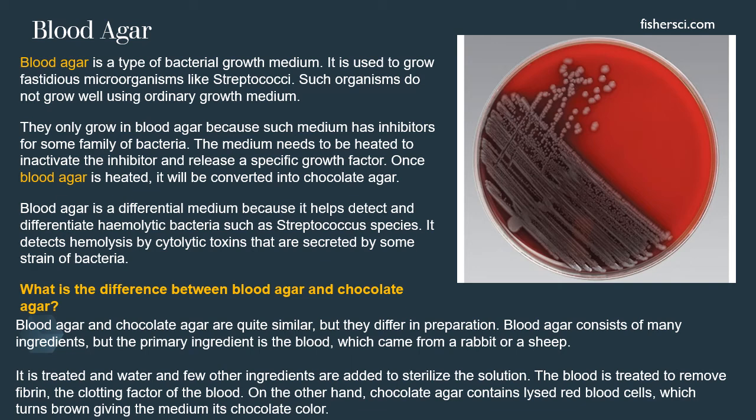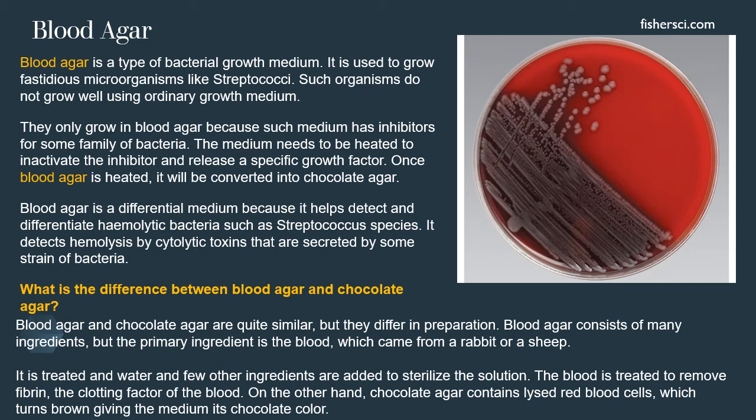The next is blood agar. In second year you learn about blood agar. It is a type of bacterial growth medium, and it is used to grow fastidious microbes. The previous examples of culture media we have seen were used to grow non-fastidious microbes. Here, to grow and isolate fastidious microbes like streptococci, we use blood agar.